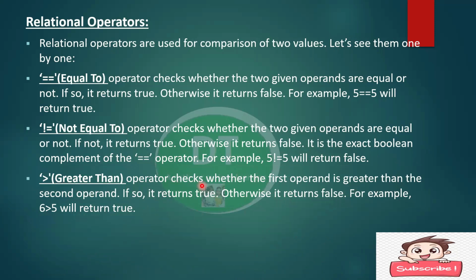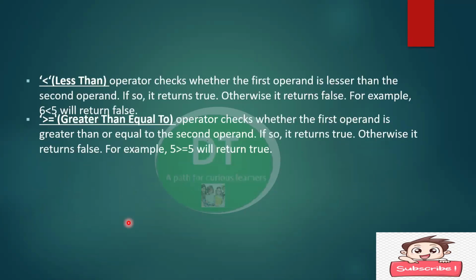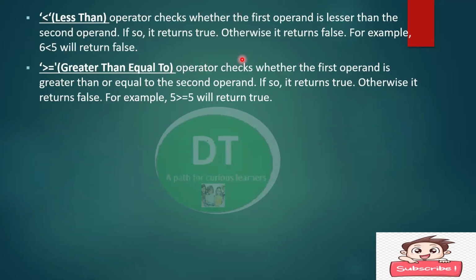The greater than operator checks whether the first operand is greater than the second operand. If so, it returns true. Otherwise, it returns false. For example, 6 greater than 5 will return true. The less than operator checks whether the first operand is lesser than the second operand. If so, it returns true. Otherwise, it returns false. For example, 6 less than 5 will return false.